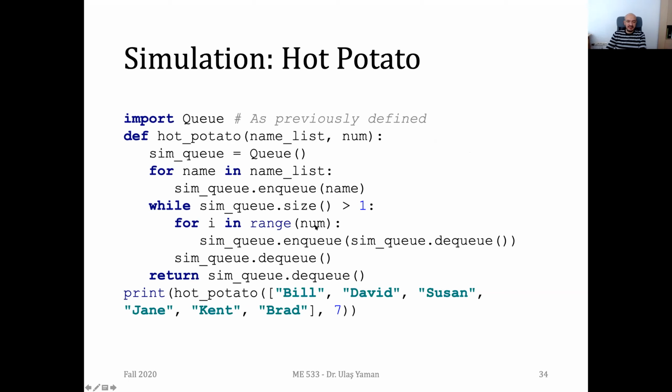So after we run this simulation or play this game for the given number, what we do is simply remove the guy who is holding the hot potato. This is done with the help of the queue operation. Then we have 1 less child remaining in our queue data structure.